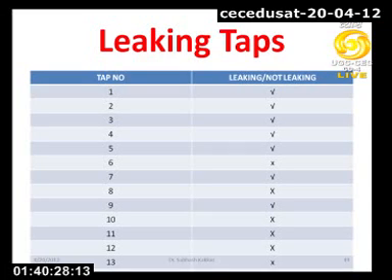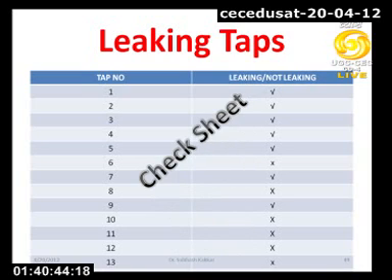And going back to the leaking tap problems, this is the check sheet for leaking tap problems. I have shown 13 such taps, and they are numbered 1, 2, 3 and up to 14. And on the other column, tick and cross is written. Tick means there is no leakage, cross means it is leakage. And this is check sheet.